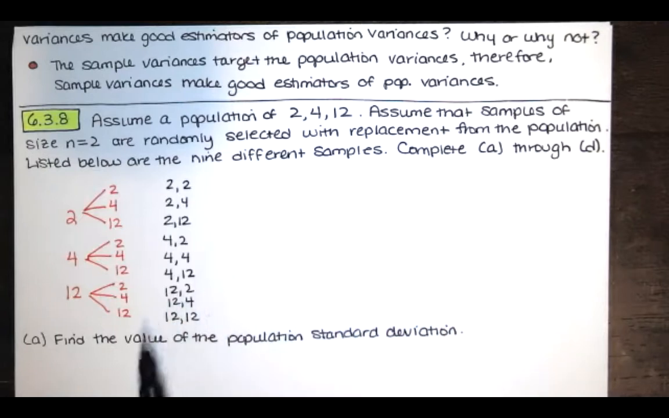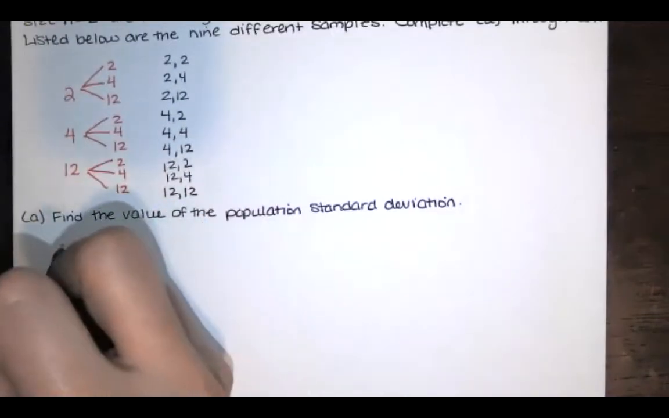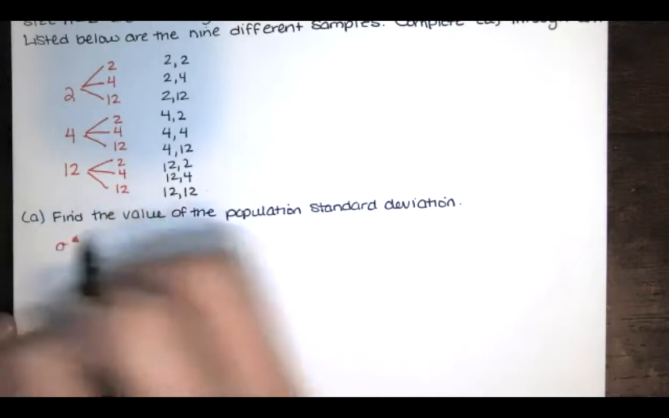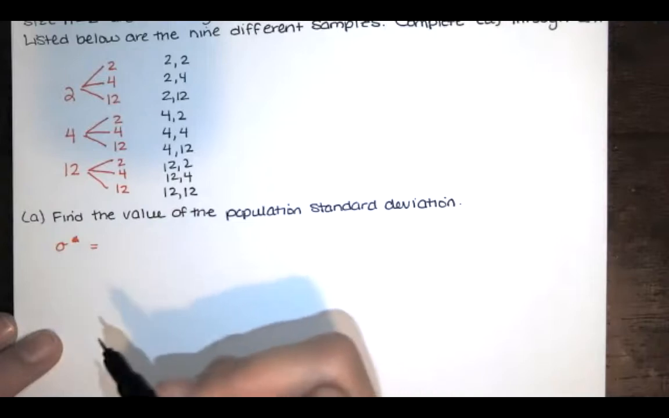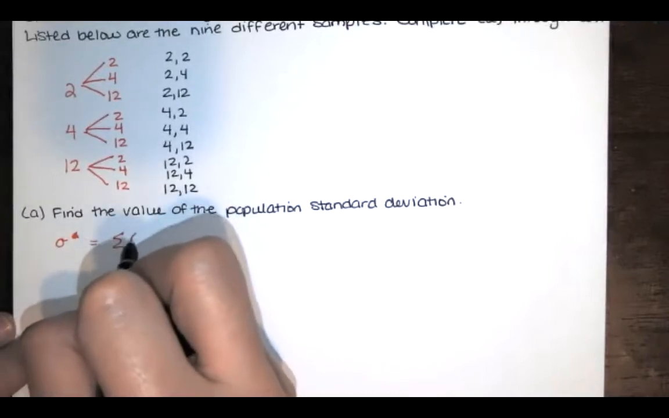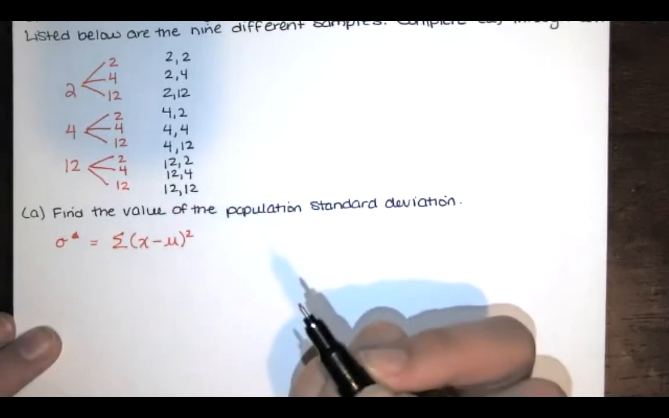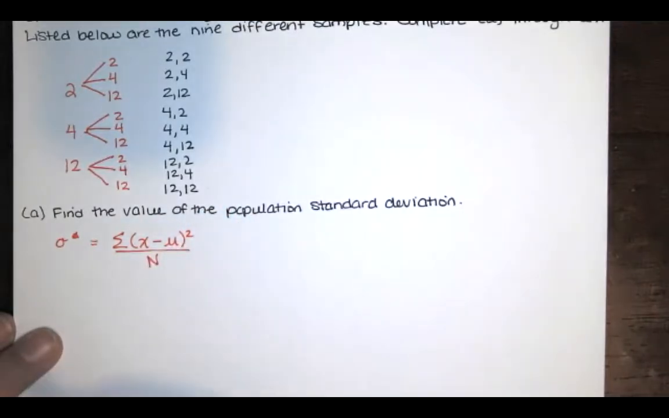Now, the first part asks us to find the value of the population standard deviation. Now, the formula for the population standard deviation is this. Oops, I guess I wrote variance down. You can do this a number of ways, but one way, I think the most intuitive way, is to take each of the x values and subtract the mean and then square that and then divide by the sample size. Excuse me, I said sample size, I'm sorry. We're talking about population standard deviation.